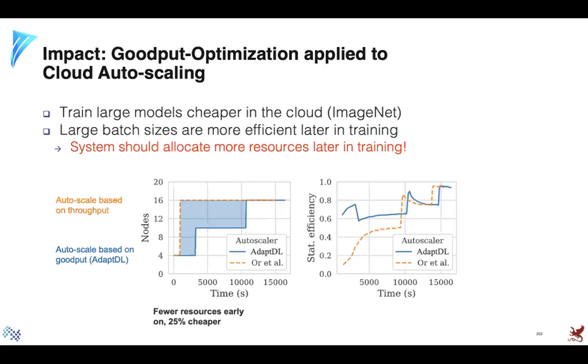And by doing this, we're able to save a lot of computational resources in the earlier phases of training when the statistical efficiency is typically lower. And thus, in our experiments, we were able to reduce the cost of training models in the cloud by up to 25% or more.